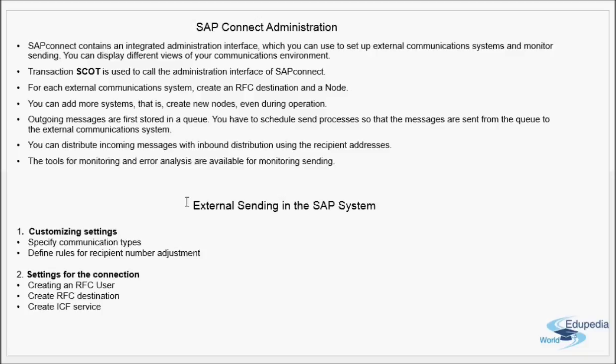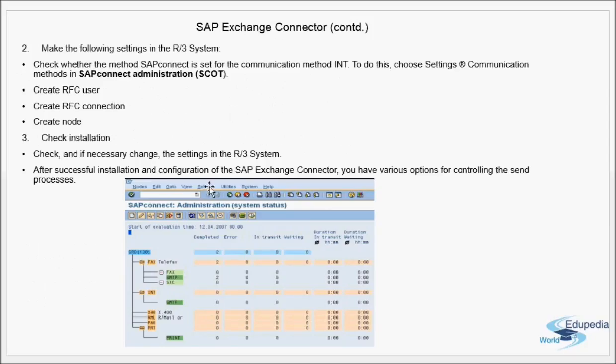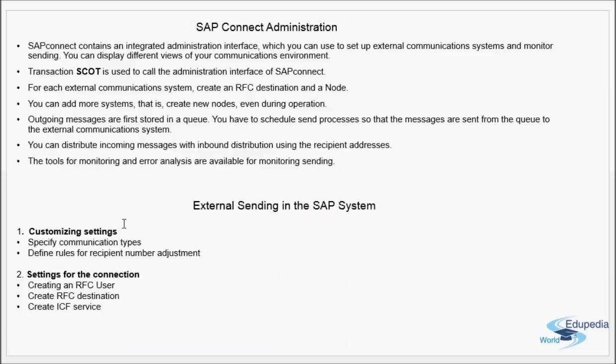In SCOT, if we go to settings, under the settings overview, you'll find this. You can specify the various communication types and define the rules for the recipient number adjustment. Communication types means internet, fax or paging, whatever it is. Then settings for the connection: you have to create an RFC user, create the RFC destination and create an ICF service.